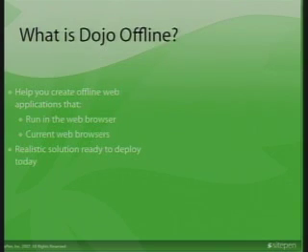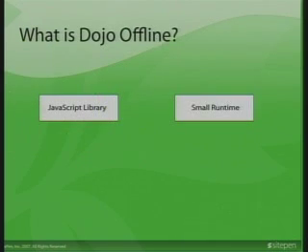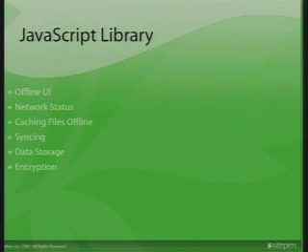So one of our big goals in Dojo Offline is to be a realistic solution ready to deploy today. Something that we can start using today without new browsers and without having to have an entirely new browser. And our mantra is to be small, to be easy, and to be open. And actually, about a month ago, we released a beta. Dojo Offline consists of two pieces. We have a JavaScript library that I'll be touching on, and then we have a small runtime, which is a downloadable component similar to Google Gears. And that JavaScript library does a lot of the hard work for you around offline applications.